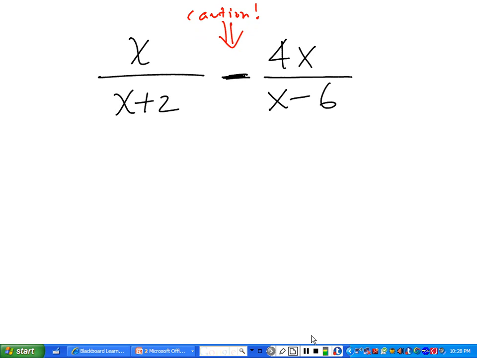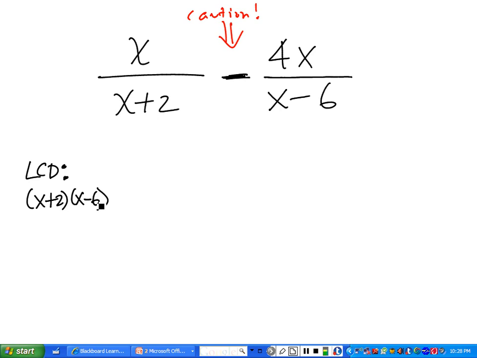Alright, so the LCD here is what? Now I can't multiply anything times x plus 2 to get x minus 6, and I can't multiply anything times x minus 6 to get x plus 2, so don't fight it. The LCD contains both of these distinct factors. So the LCD is x plus 2 times x minus 6.